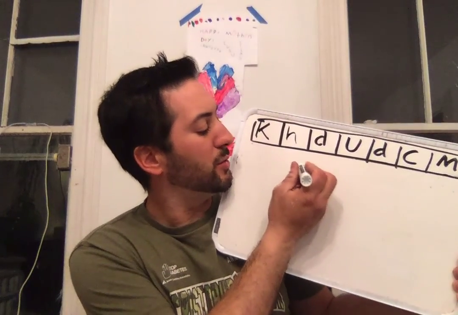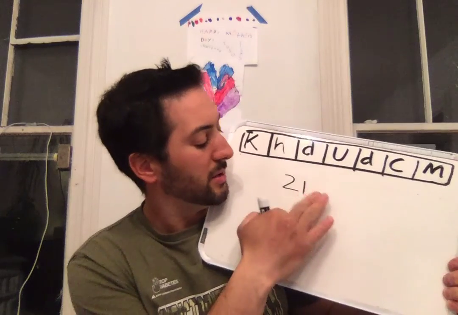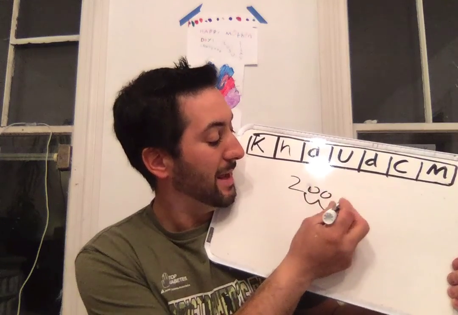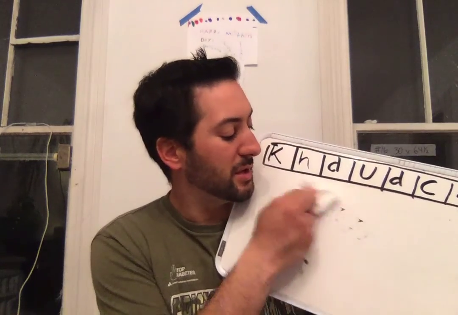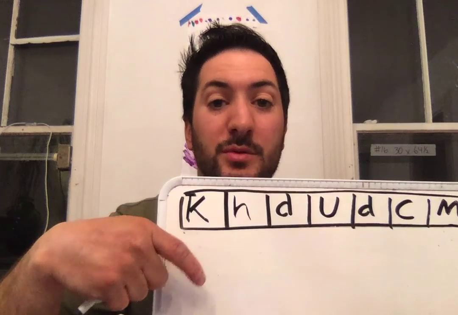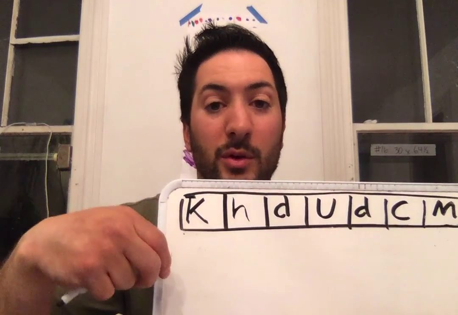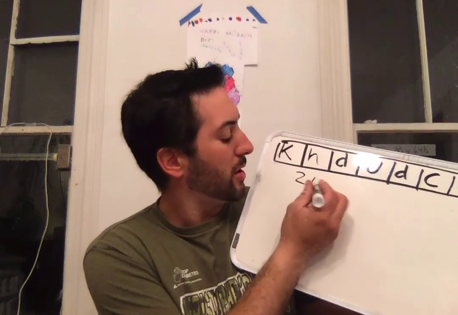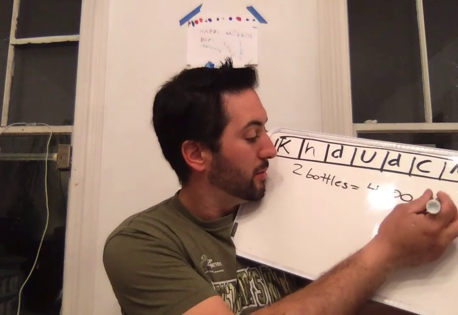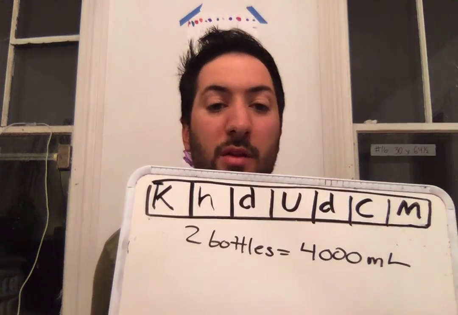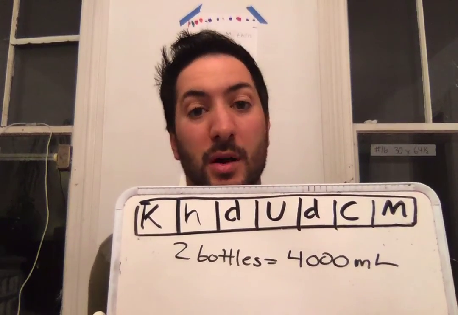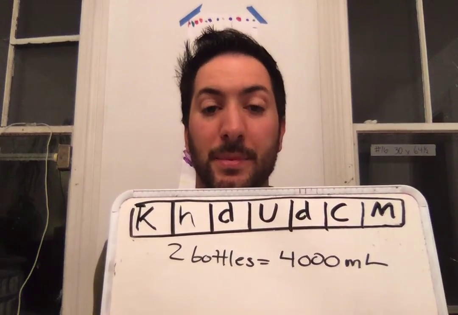We have a 2-liter bottle. Each bottle is 2 liters. So we have 1, 2, 3 jumps to the right, and now we have 2,000. So 2 liters is 2,000 milliliters. But that's not all. We have 2 bottles. So each bottle is 2 liters, which is 2,000 milliliters. We have 2 bottles. That equals 4,000. So 2 bottles are 4,000 milliliters. How do we get that? 1 bottle is 2,000 milliliters, and you have 2 bottles. 2 times 2,000 is 4,000. All right, that's what we know so far.